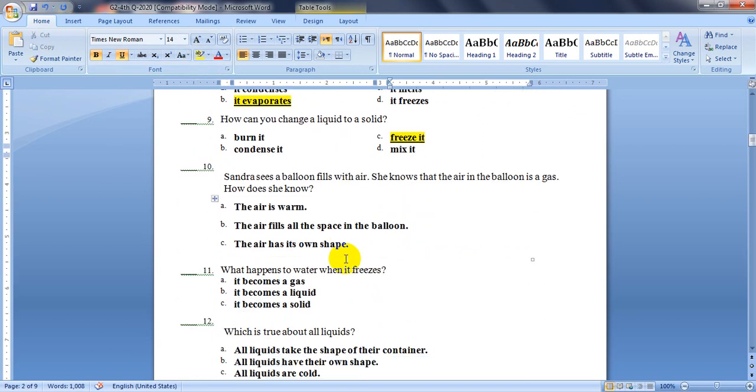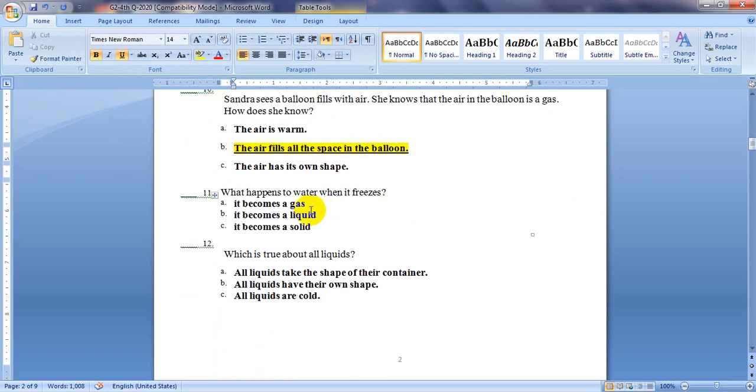The next question, number 10. Sandra sees a balloon filled with air. She knows that the air in the balloon is a gas. How does she know? The air is warm, the air fills all the space in the balloon, or the air has its own shape. How do you know that this matter is a gas? When it fills all the space of its container. The container here is the balloon, so the air fills all the space in the balloon because it's a gas.